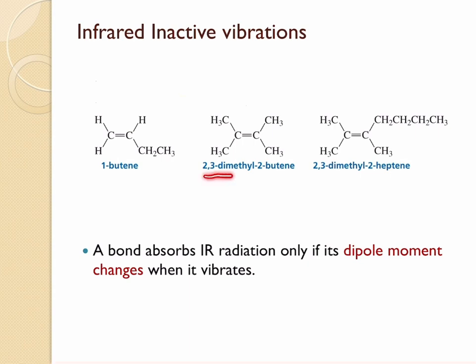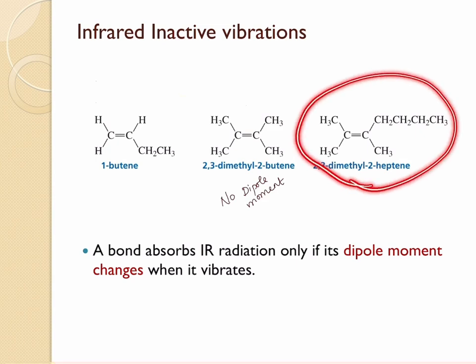But in the case of 2,3-dimethyl-2-butene, you can see that there is some sort of symmetry in this molecule, and therefore there is not going to be any dipole moment associated with this molecule. So this molecule hasn't got any dipole moment. On the other hand, when you take a look into 2,3-dimethyl-2-heptene, there is going to be only a small difference in the dipole moment, because both of these are alkyl groups, and there is only going to be a very small change in the dipole moment. So only a very weak absorption band will be witnessed for this compound.